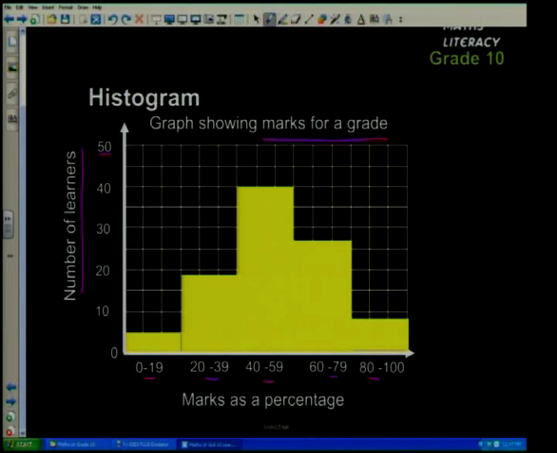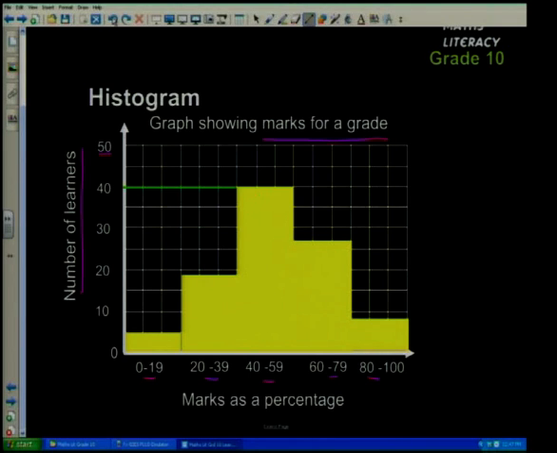No, I need to go in a specific order. So I've got from 0 to 19, 20 to 39, 40 to 59, 60 to 79, and finally 80 to 100. In each one of these, I can read off the graph how many were in a particular category. So let's look at our highest category. How many were in our final category? Well, we read off the graph, draw a line from there, so we can see that there are 40 here.